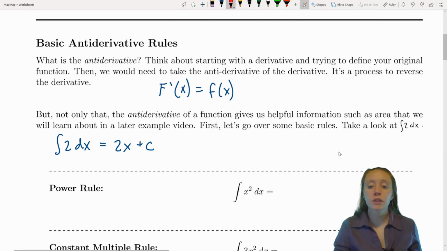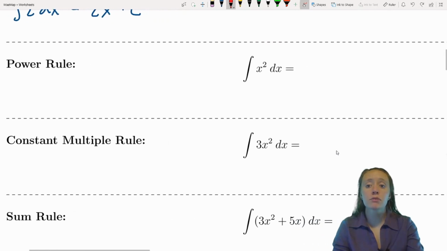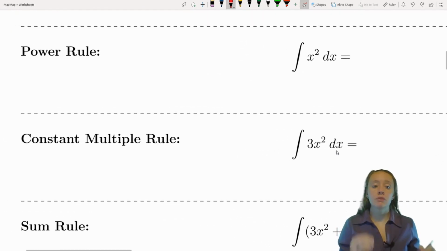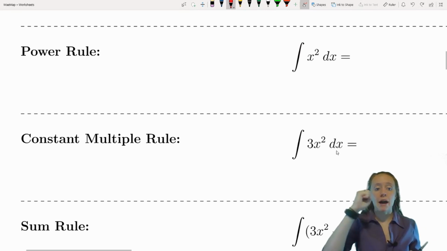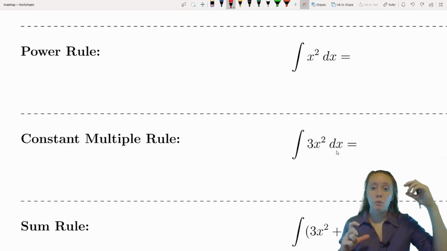The first rule we're going to go over is the power rule, and this is the power rule for integration. Remember, the power rule for differentiation, we brought the power down, so we brought that exponent down in front, and then we decreased that exponent by 1.